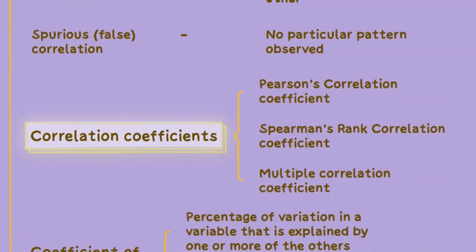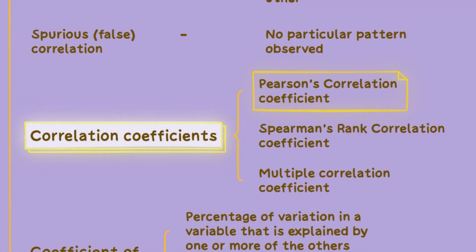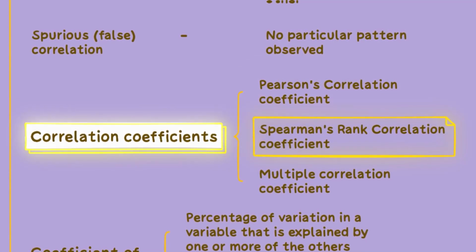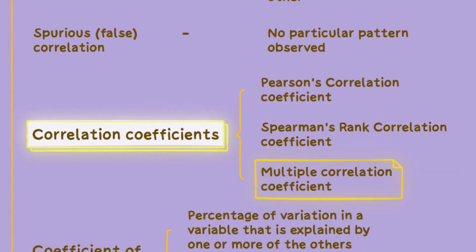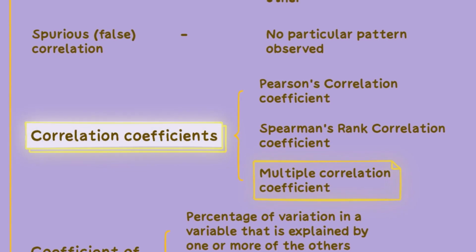Different correlation coefficients are used for specific situations. Pearson's correlation coefficient, Spearman's rank correlation coefficient, and the multiple correlation coefficient are some examples of commonly used coefficients.